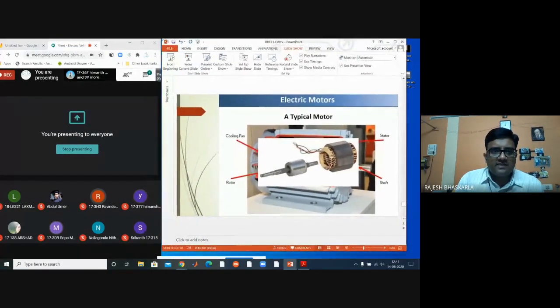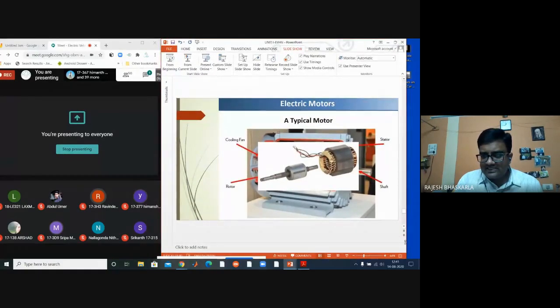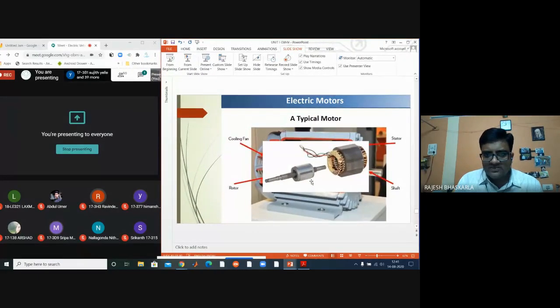So now this motor is a simple example where you can understand the parts of a motor. Simply, you can say the rotor and the stator. So this is the stator and this is the rotor. And this part is the shaft. This shaft comes outside, and you also have a cooling fan here.